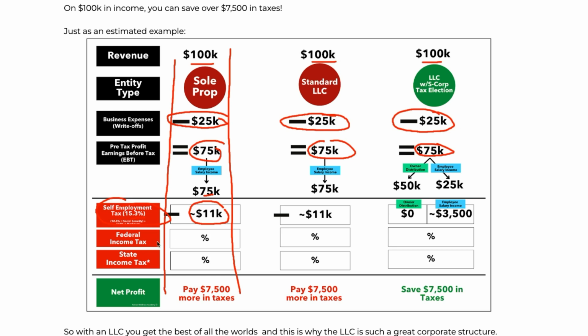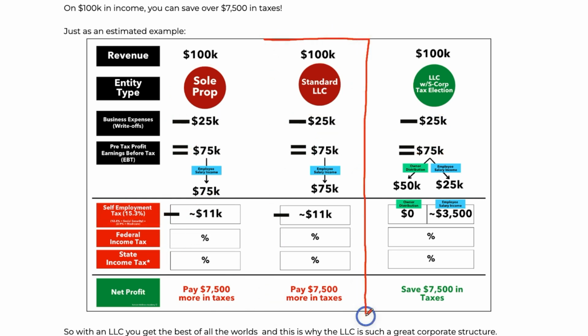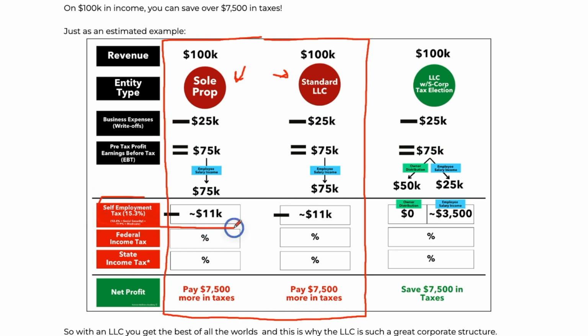Then obviously after that, they have to pay their federal income tax and their state income tax. That's not going to change, right? And so then they have to pay $7,500 more in additional taxes, okay? The standard LLC works exactly the same way as a sole prop. Let me clear this out so you can see this, okay? Because it is taxed exactly the same way as a sole prop, these two are screwed for the exact same amount. They do not get to save anything on the self-employment tax. Right over here, they are saving nada.